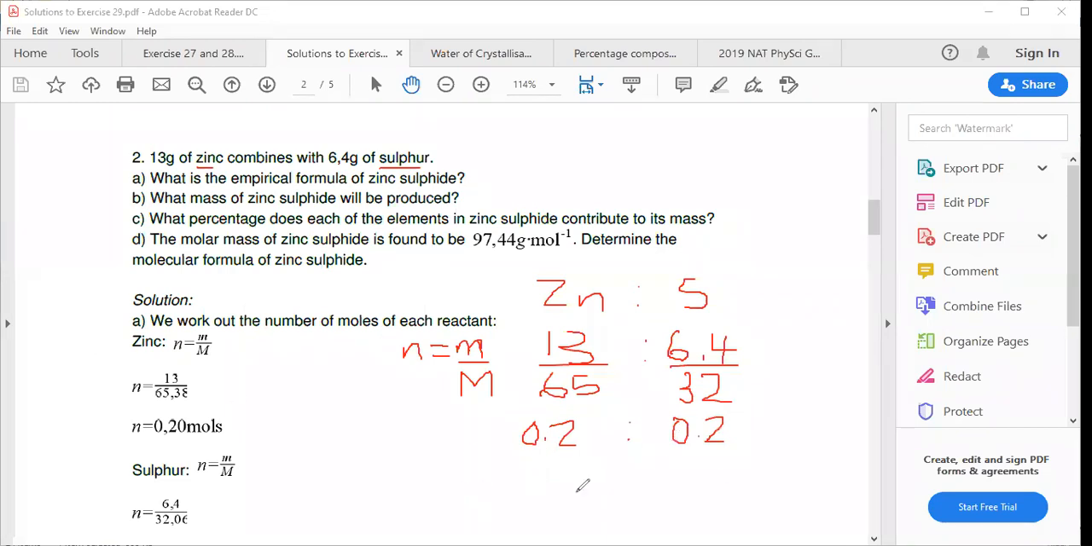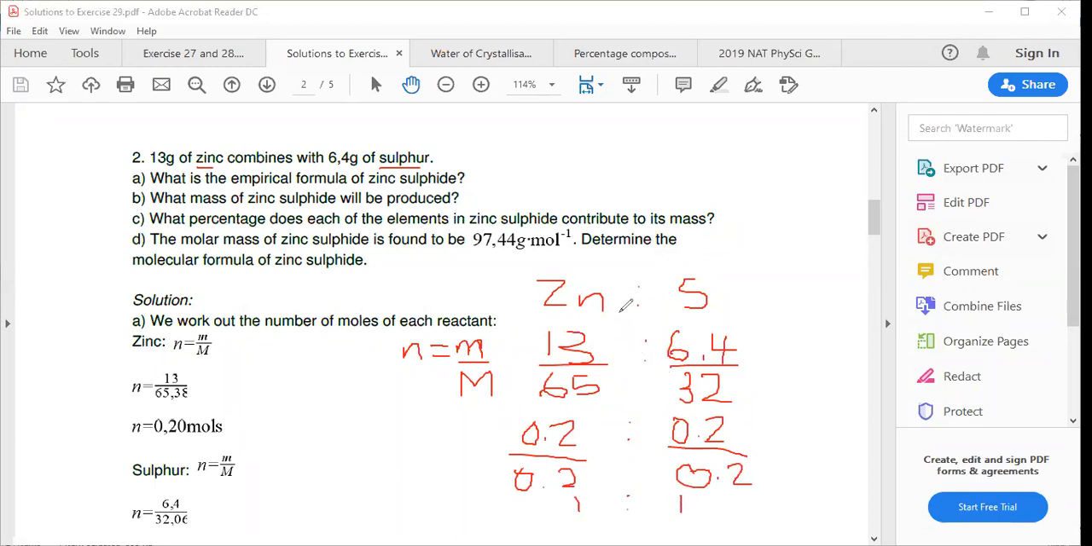Normally the numbers here are going to be different, so you look for the smallest one. Which one is the smallest? In this case, they're all the same, aren't they? So you divide everything by the smallest, which happens to be 0.2. I divide here by 0.2 as well. My answer here becomes 1:1.